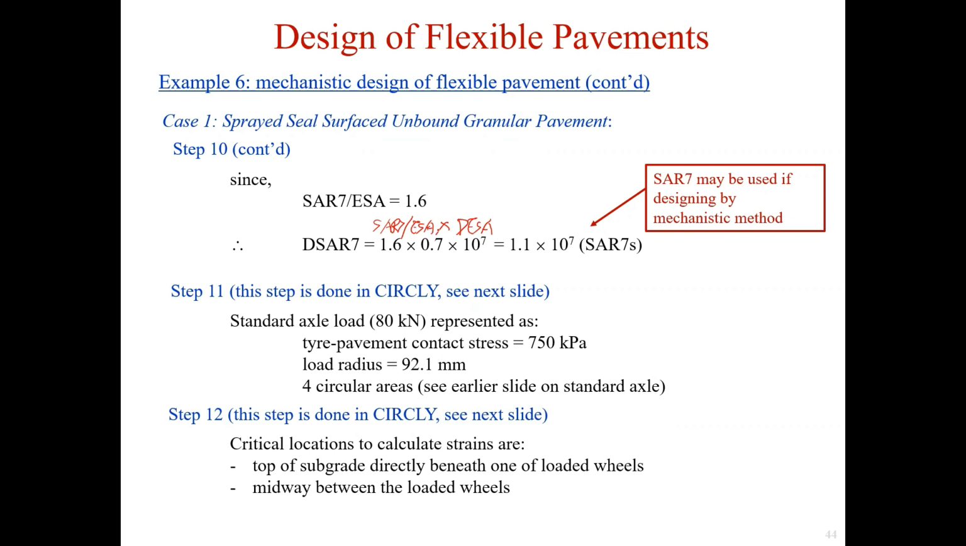Step 11 is to assume approximate standard axle loading. The standard axle load is represented as a tyre pavement contact stress of 750 kilopascal, the load radius of 92.1 millimeter, and 4 circular contact areas. Step 12 is to determine the critical locations to calculate strains, which are top of subgrade directly beneath one of the loaded wheels and midway between the loaded wheels.